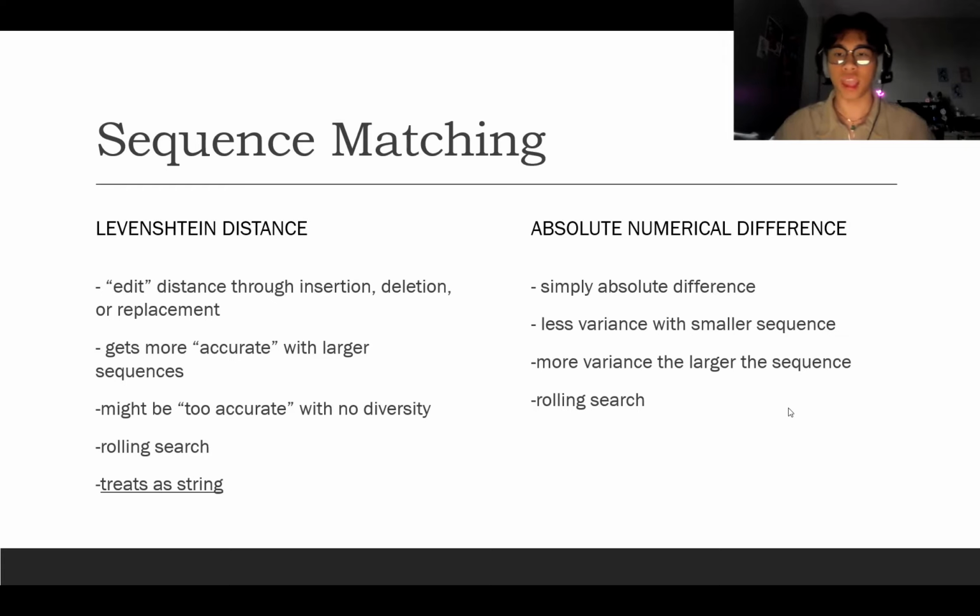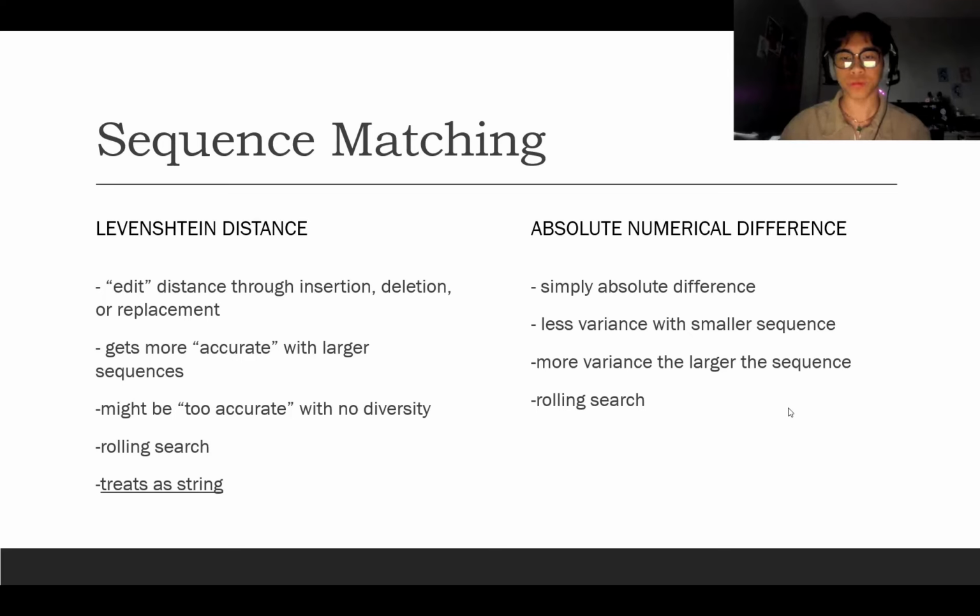And then the other one is absolute numerical difference, which is simply just the absolute difference. So going back to the example with 180, if you have 100 and you're trying to get to 80, instead of treating it as a string, it treats it as a number. So it just takes 100 minus 80 and then the absolute value of that, which is 20. So the difference is that with Levenshtein you would have gotten 2, and with this one you would have gotten 20.